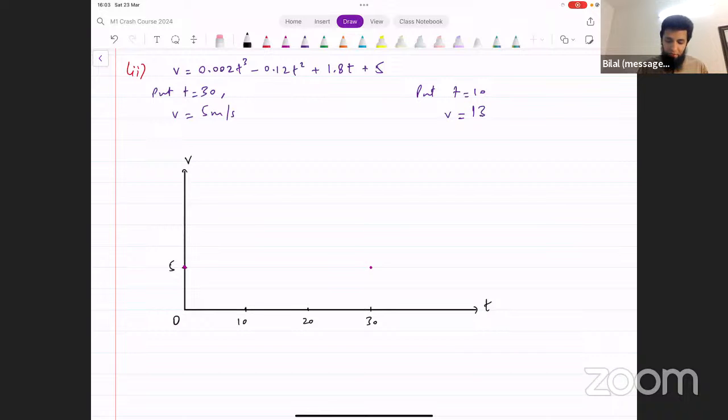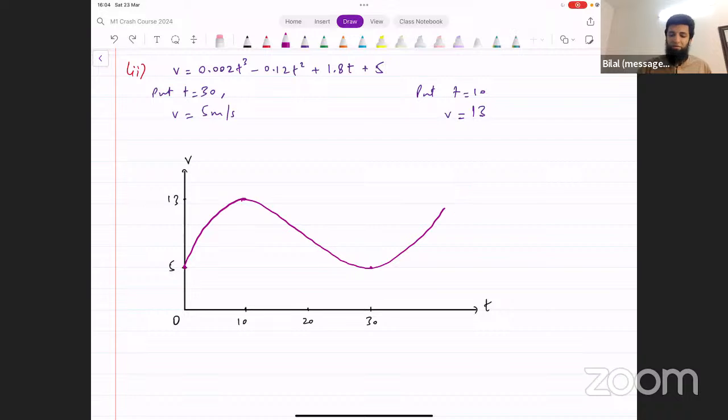So if this is 5, we can say 13 is maybe somewhere around here. No, it's maybe going to be here. So at time equals 10, we have this point here. So what is the graph going to look like? It's going to be like this. It goes here. And then the second turning point is on the other side there. This is the first turning point. And the graph goes like this. And it goes like this.